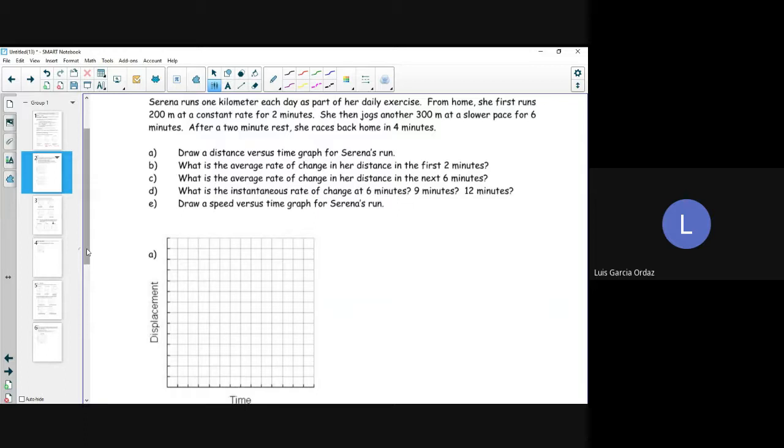So we're just going to label our graph. So we have 2, 4, 6, 8, 10, 12, 14, and 100, 200, 300, 400, 500, and 600. So the first piece of information we have is for the first 2 minutes, she runs 200 meters at a constant rate. So that's 200 meters at a constant rate.